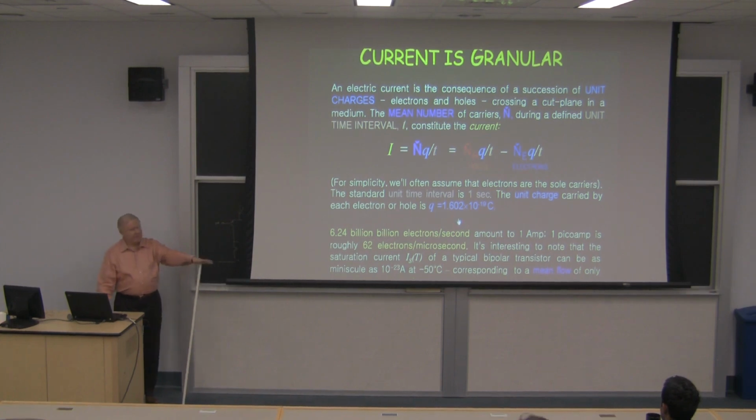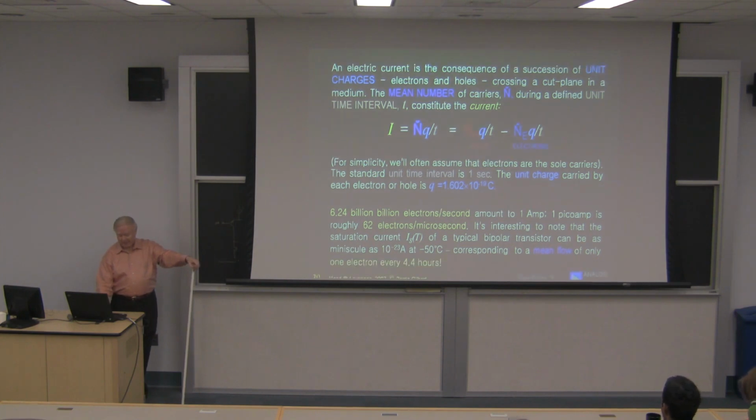Well known. Some of these numbers you should commit to memory. If you haven't, I really suggest you work hard at it, because they come up time and time again. So here's a little example. 6.24 billion electrons per second is 1 amp. But 1 picoamp, and many of the circuits we work on involve currents of that size, is only 62 electrons per microsecond.